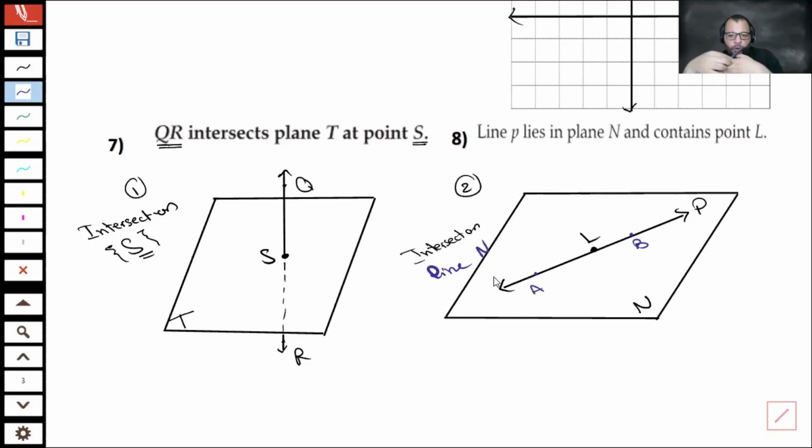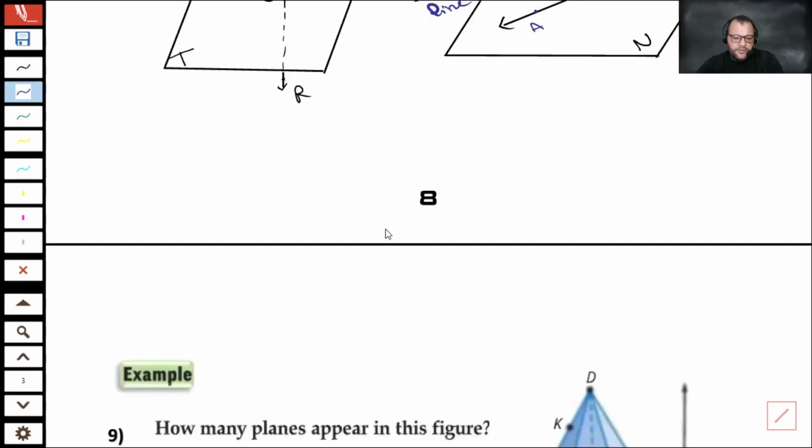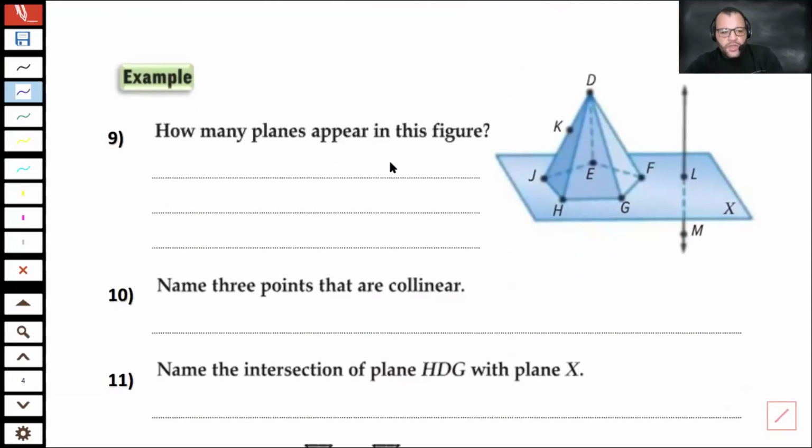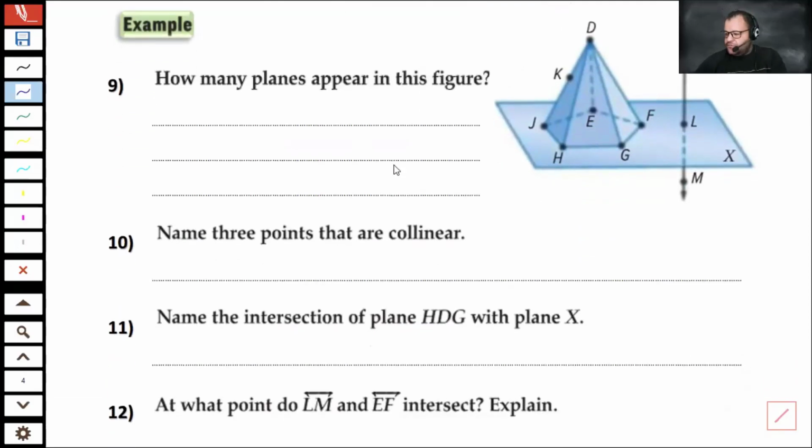If the line is drawn on the paper, it means the intersection is a line. If a line is passing through the paper, it means the intersection is a point. You understand the difference? Now, you have a plane and a line, and the intersection is a line. You have a plane and a line, and the intersection is a point. You understand now the difference between them? Is that clear? Okay. How many planes can you see in the figure?